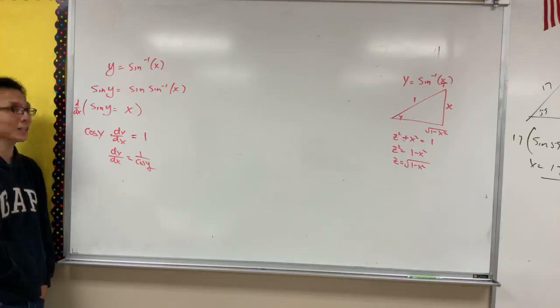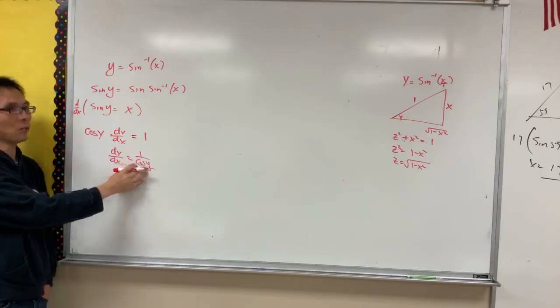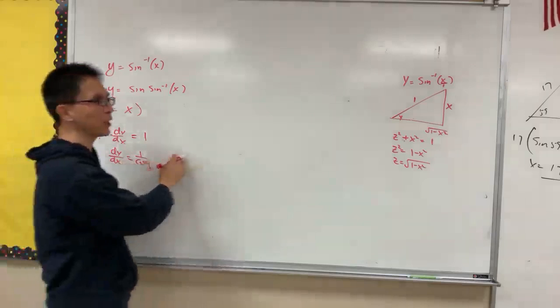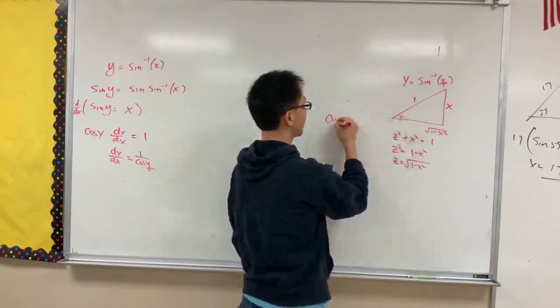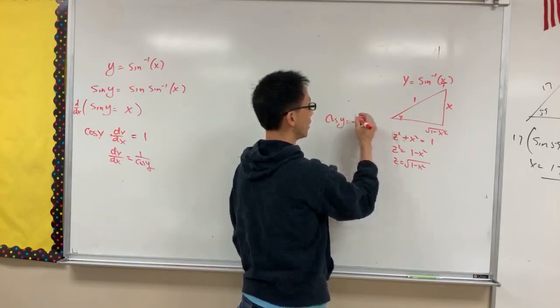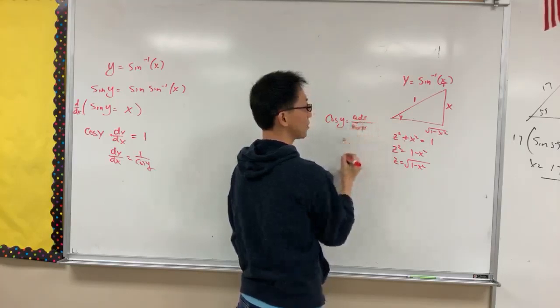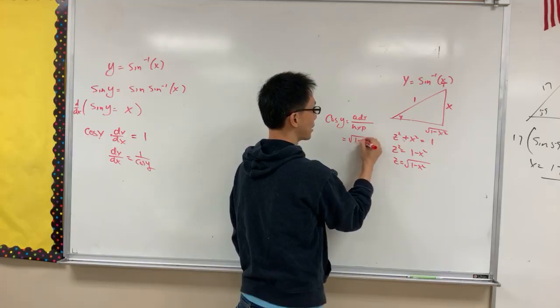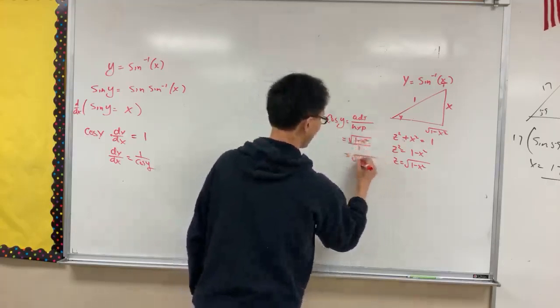Okay, so what's the nice thing in this? dy dx is 1 over cosine y, but that's not what we want. So what is cosine of y? Let's go back and look at what cosine of y is. Cosine of y is equal to what? Adjacent over hypotenuse, right? So what's adjacent? The square root of 1 minus x squared over 1. So therefore, cosine y is the square root of 1 minus x squared.